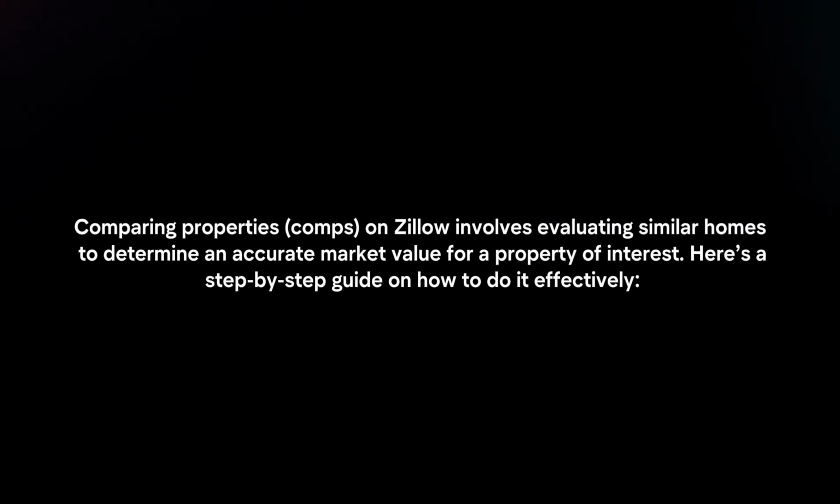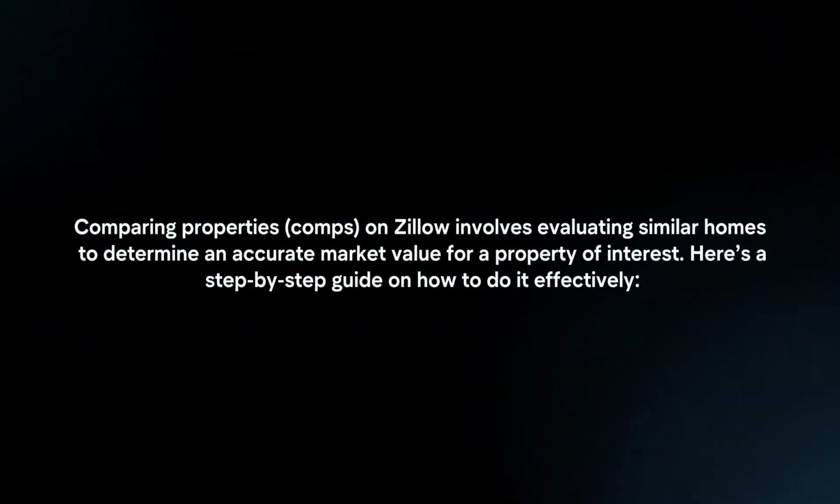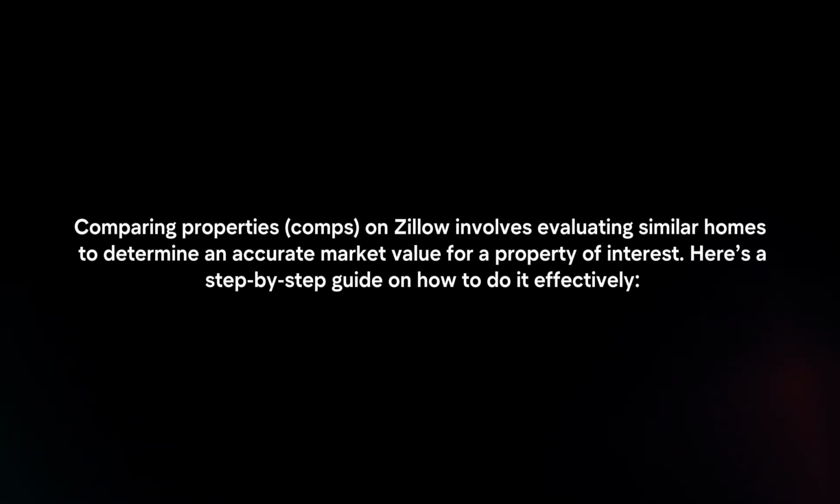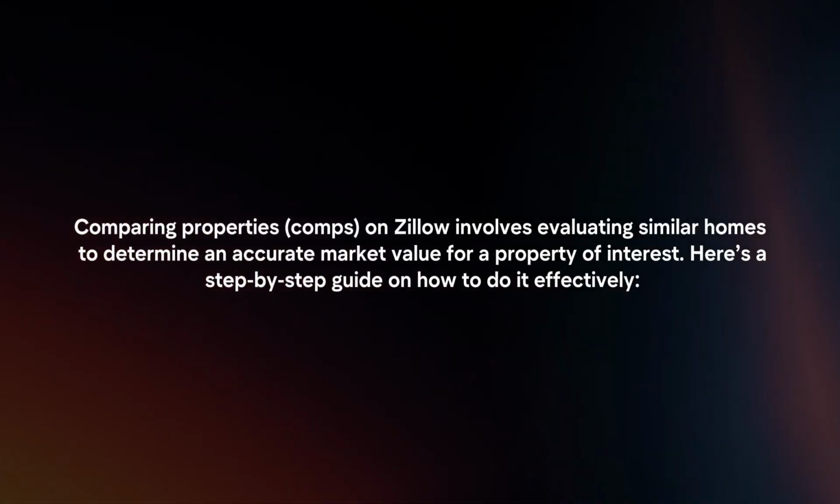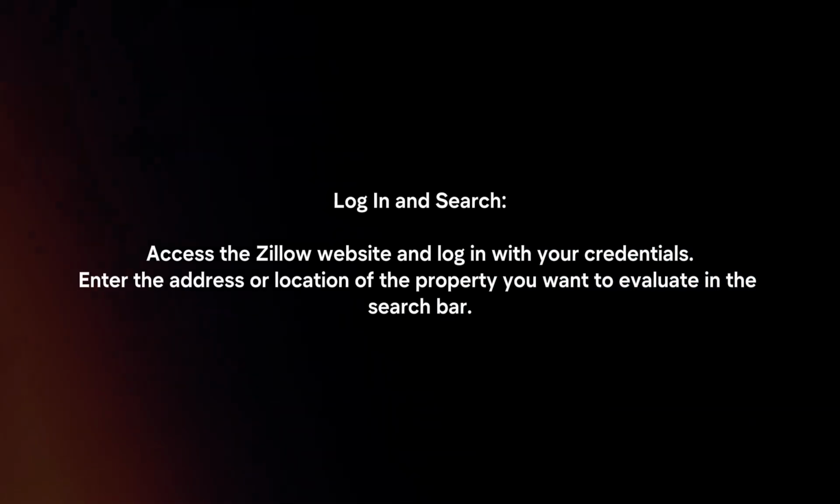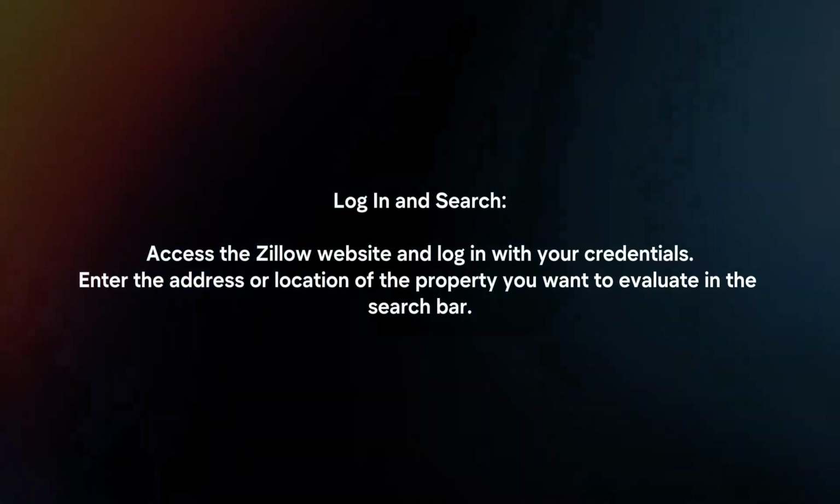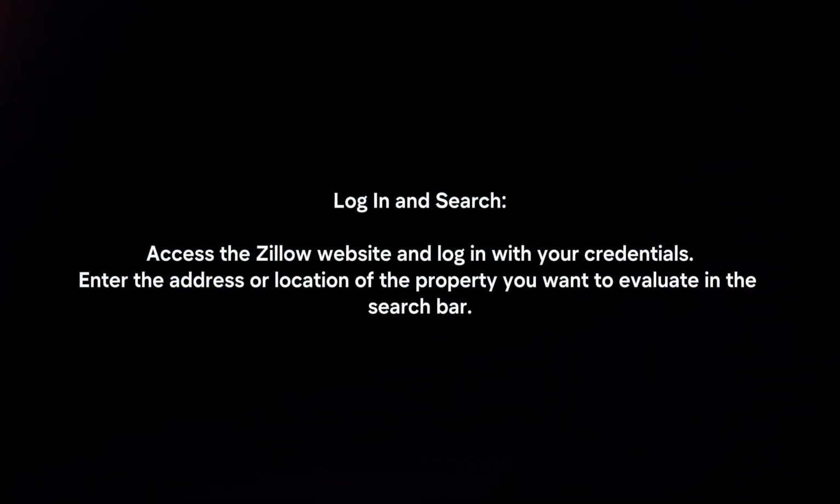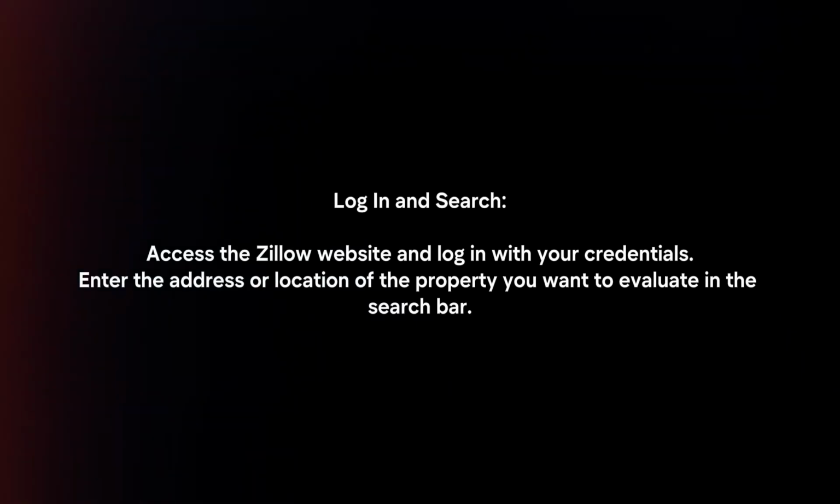Comparing properties on Zillow involves evaluating similar homes to determine an accurate market value for a property of interest. Here's a step-by-step guide on how to do it effectively. Log in and search. Access the Zillow website and log in with your credentials. Enter the address or location of the property you want to evaluate in the search bar.